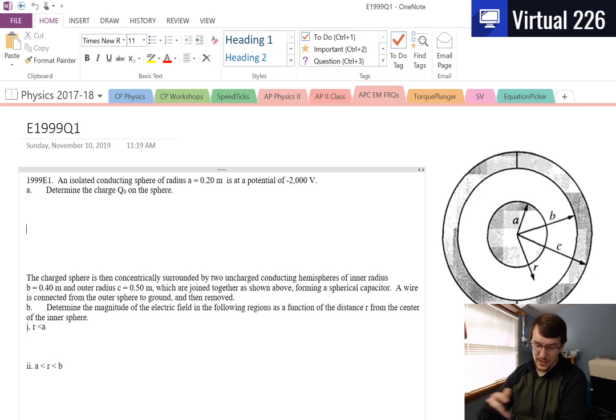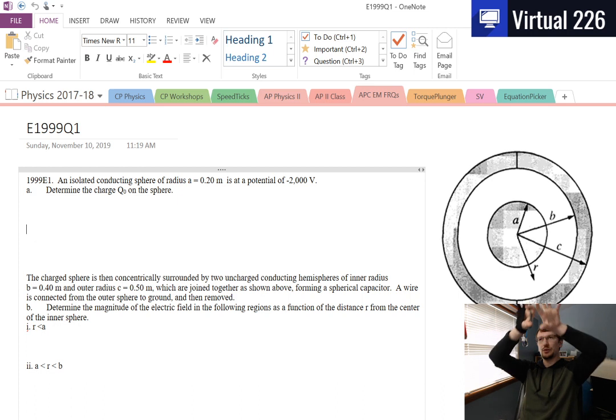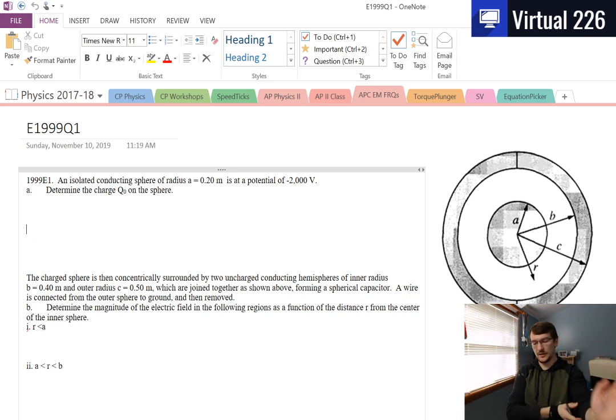We're here looking at AP Physics C, E&M 1999, question 1. This problem's for Sakil Ali, who asked for it on the YouTube. What we're going to be looking at here is a Gauss's Law problem with a conducting sphere, and then we're going to put a spherical capacitor kind of around it, set something up like that.